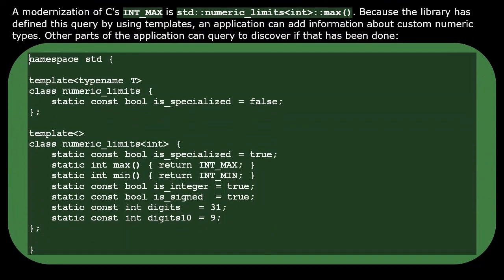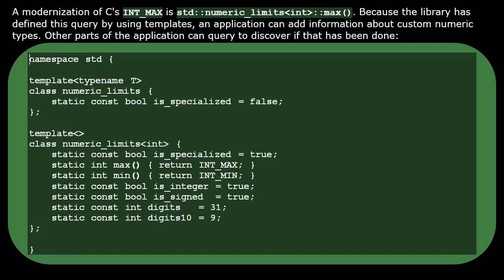C++ made this topic more object-oriented by encapsulating these constants within a dummy class called numeric limits. Numeric limits is a templated class, so you can add your own specialization of numeric limits if you happen to have your own custom numeric type and you want to provide information about it.